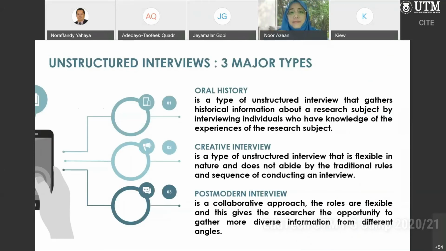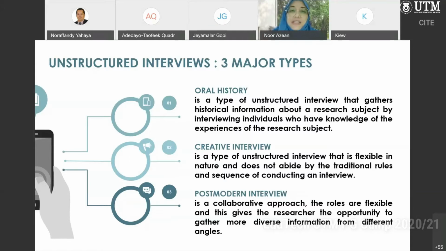Actually, for unstructured interviews, there are three major types. First, we have the oral history, the creative interview, and the postmodern interview, right? I would like to share with you one by one about these three major types of unstructured interview, because most of the time we use the semi-structured.